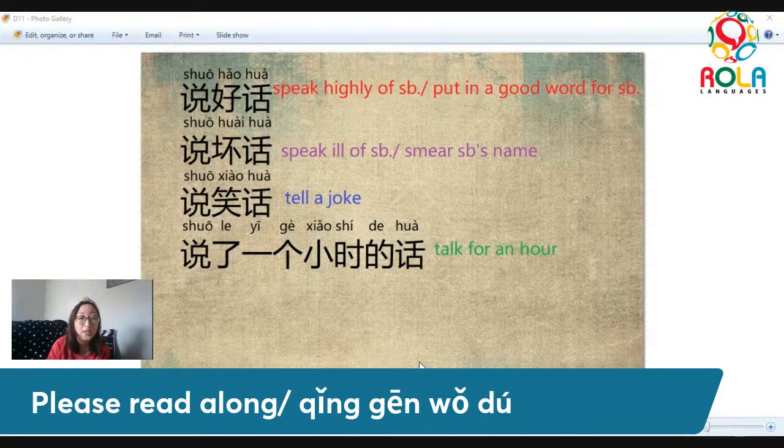And of course, this length of time can be replaced with basically any length of time you see fit when you're trying to use this phrase. If you talk for 10 minutes, you can say 说了10分钟的话. If you want to exaggerate, like say that person just keeps talking, he talks for a whole day. Well, that's not physically possible, but it can be a way of exaggeration. You can literally say, 他说了一天的话. He talks for a whole day.